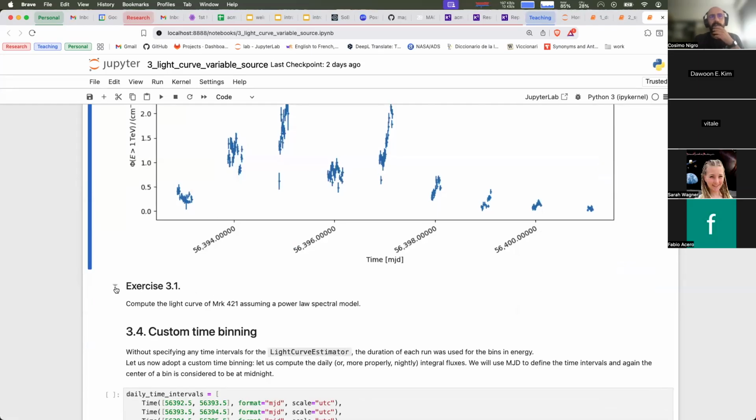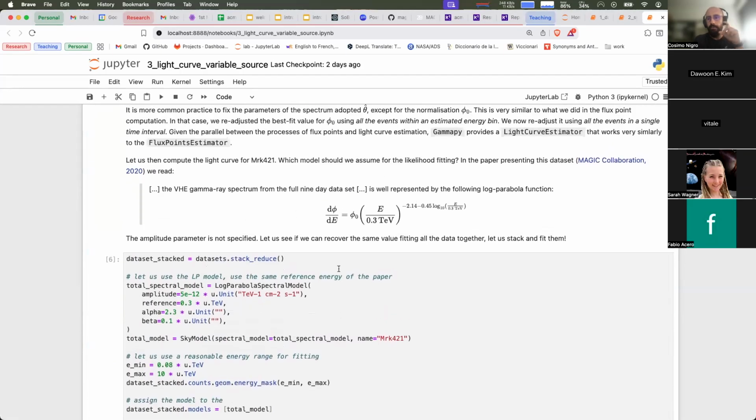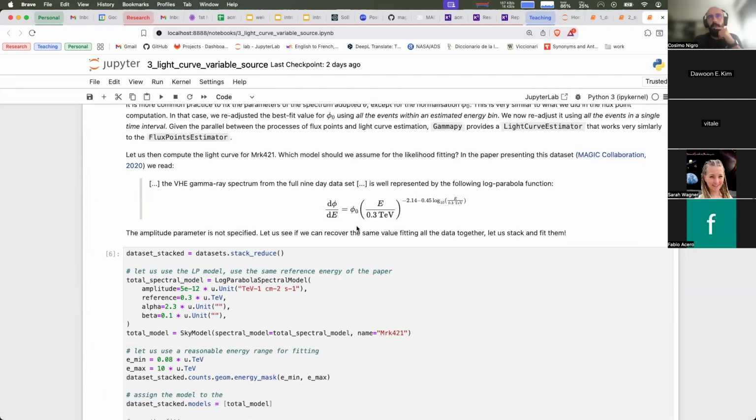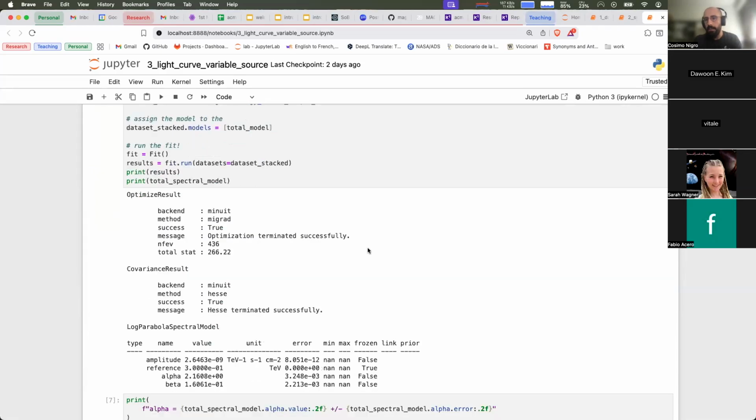Okay, as an exercise, you can do it as homework, or we can go back to it later if we have more time. I just ask you to compute the light curve assuming a power law spectral model, because here, as a spectral model for this readjustment, we use the log parabola, basically the log parabola that best describes the data on average.